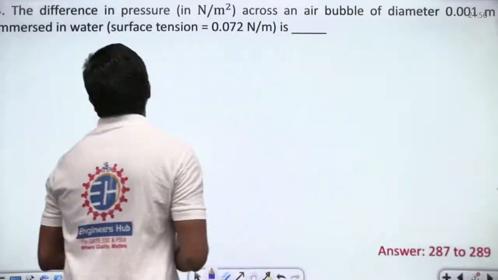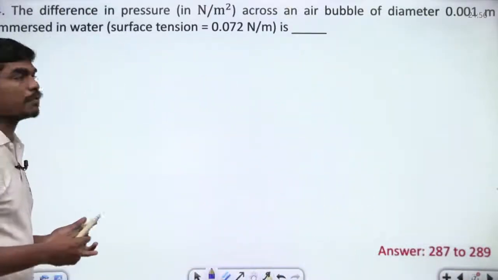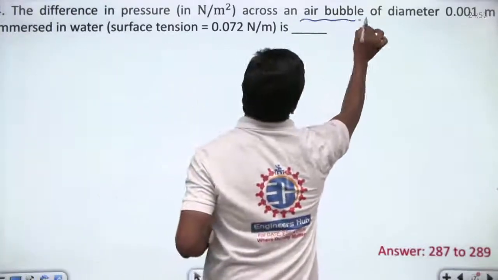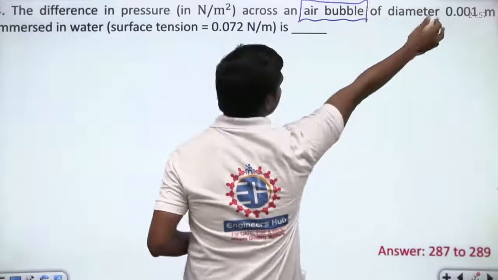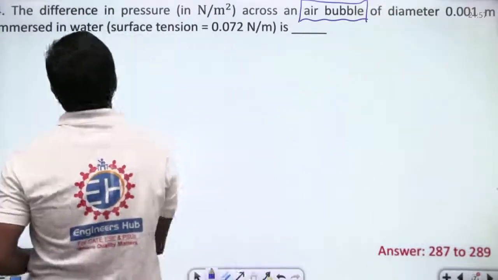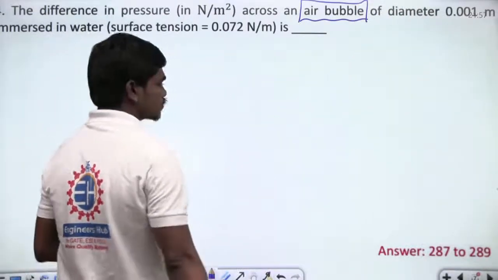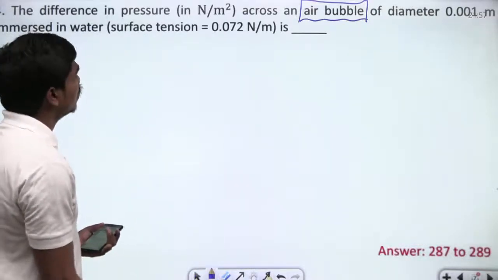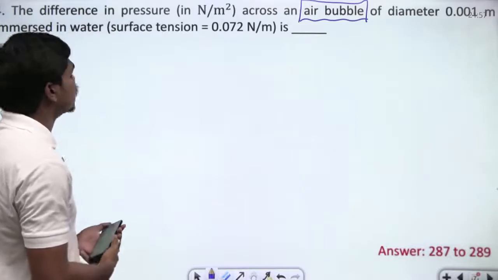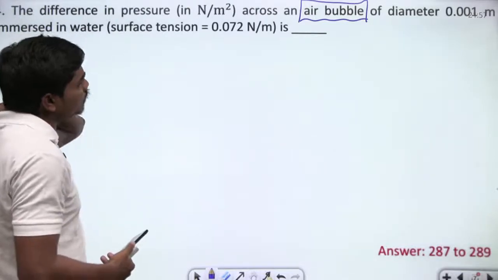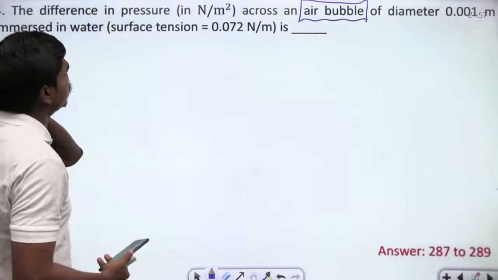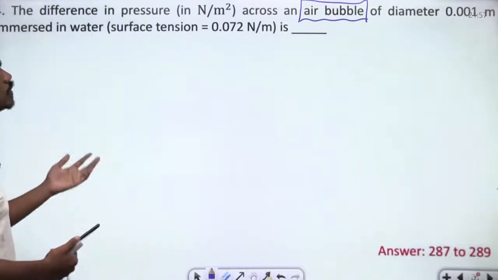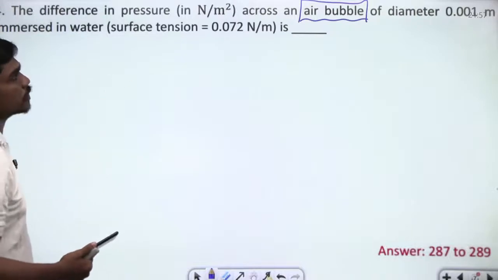Yeah, this is the next question. The difference in pressure in Newton per meter square across an air bubble. This word has to be noted in this question. The difference in pressure in Newton per meter square across an air bubble of diameter 0.001 meter immersed in water. Surface tension is given to be 0.072 Newton per meter. Correct?